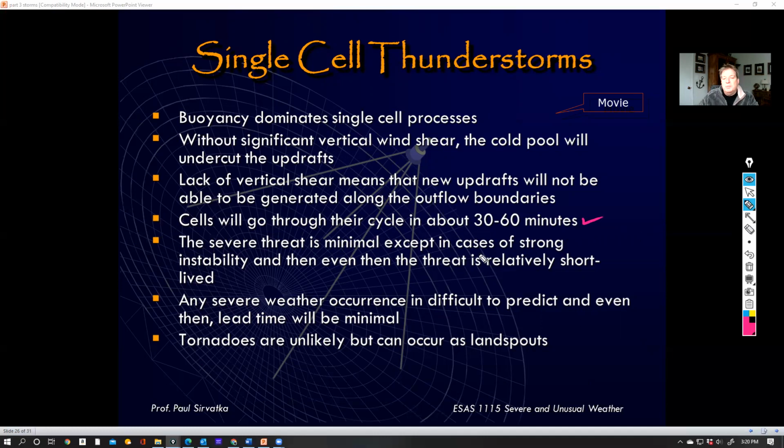The severe threat is minimal. And even then, it's pretty short-lived, maybe like inch in diameter hail, maybe some gusty winds. Hard to predict that severe weather, so you don't give much lead time for your warnings. But they're not that big of a threat. And if there's tornadoes, they would be forming in something called a land spout.